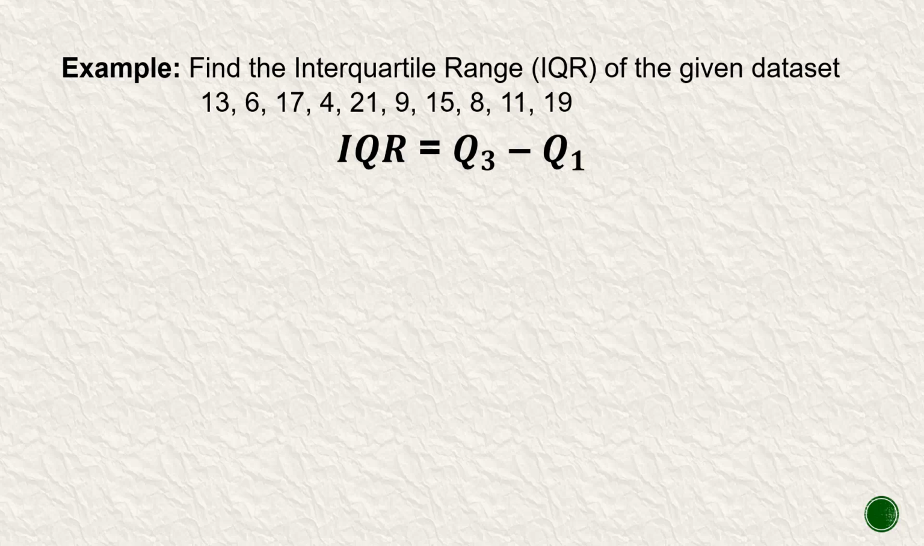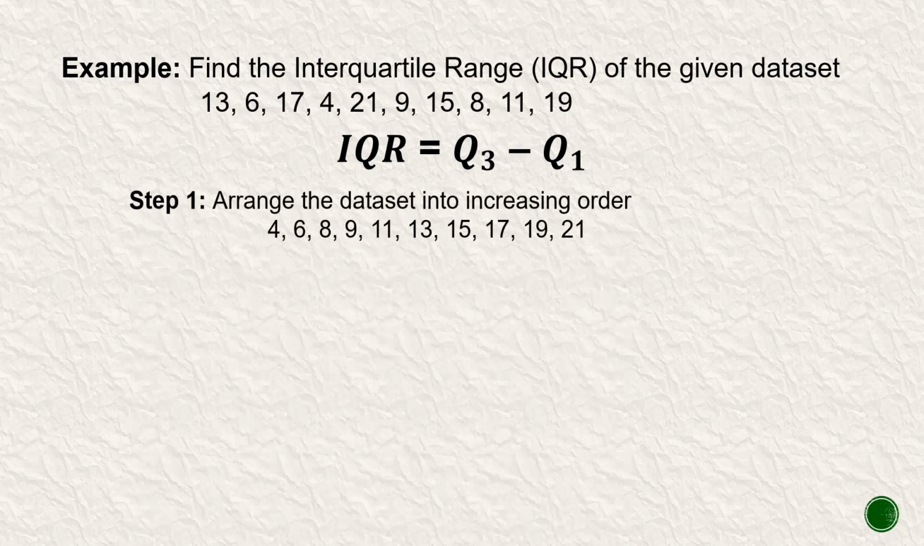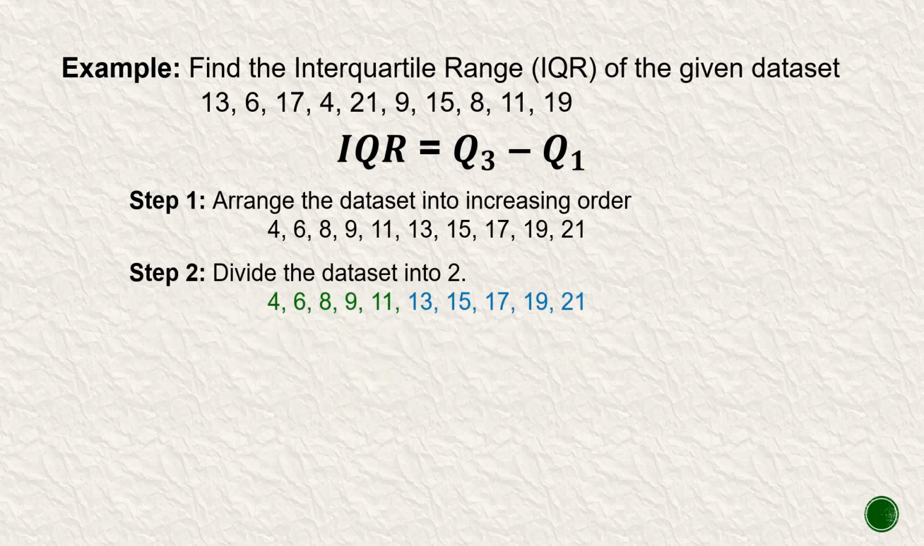Step number 1, again, is the same. We need to arrange the data set in increasing order or ascending order. So we have 4 to 21 here. And then step number 2 is we will divide this into two data sets. So we have 4, 6, 8, 9, 11 for the first half, and then 13, 15, 17, 19, 21 for the second half.